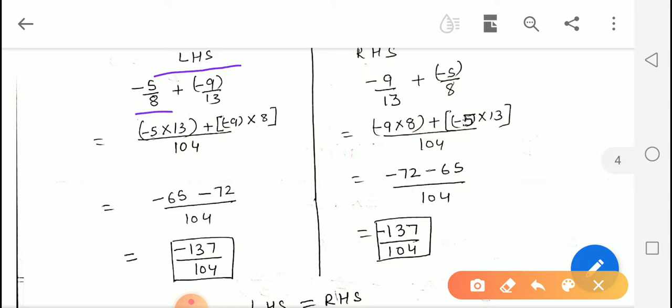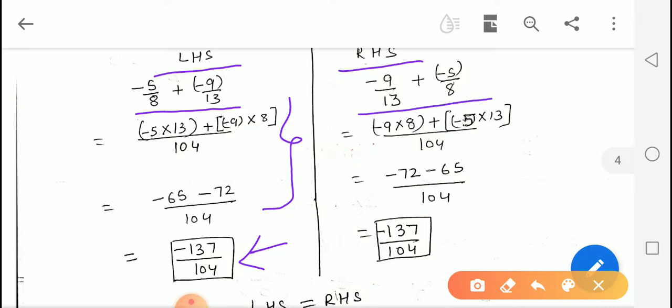Left hand side, this is the question. We will solve this in the same manner as we have done in the previous question, and we will get negative 137 upon 104 as an answer. Now let us see the right hand side. Here the order is reversed. Now here also we have done the calculation in a similar manner as in the previous questions, and we will get negative 137 upon 104 as an answer.